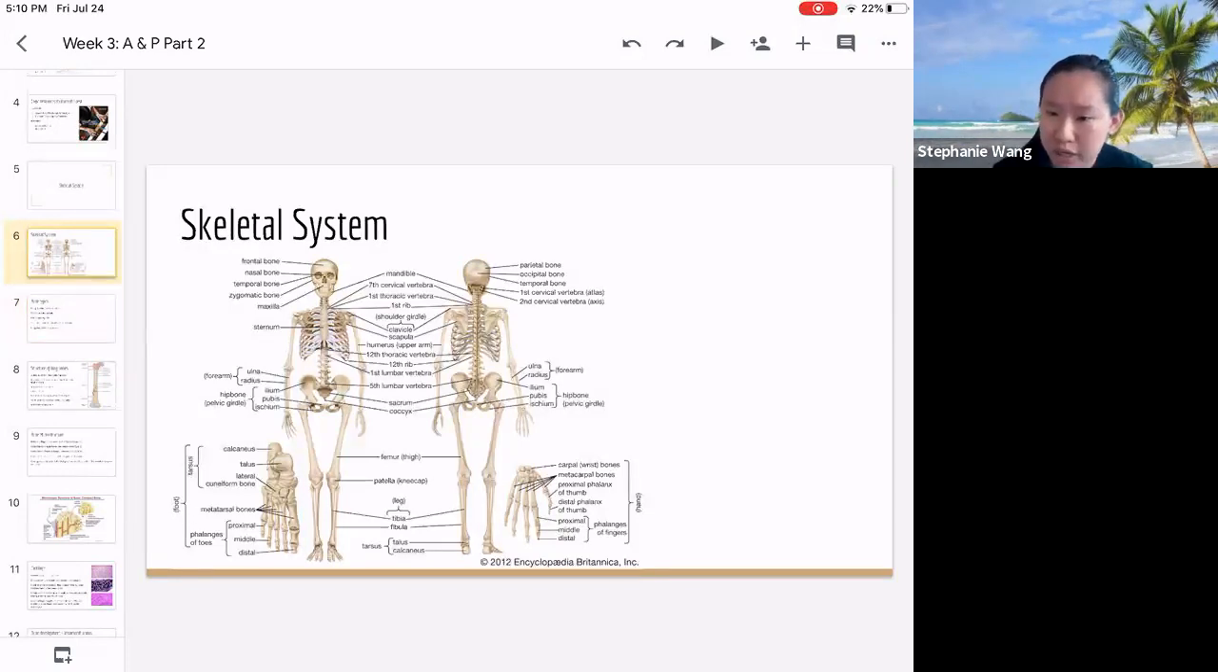Okay, Amy asked, what is the spine? Well, the thing is, the spine is not one bone. The spine consists of smaller bones called vertebrae, and the vertebrae are irregular bones. So hopefully that answered your question.